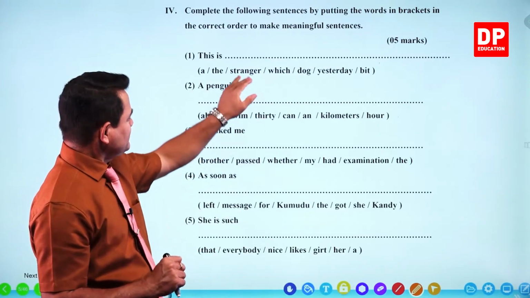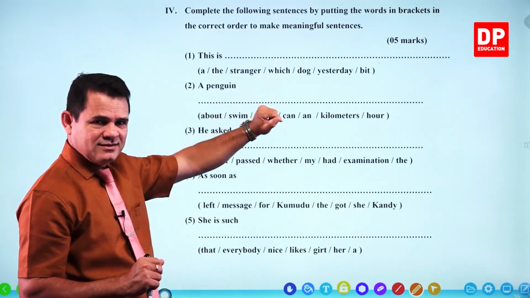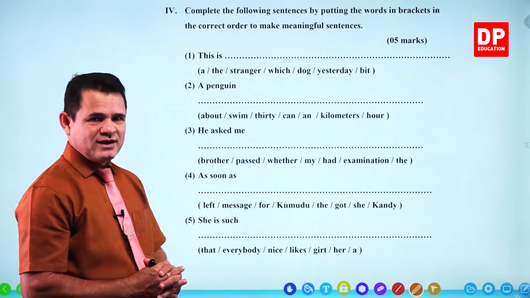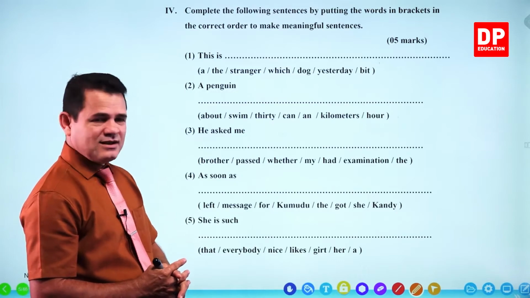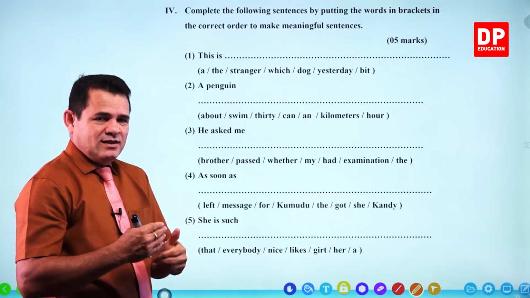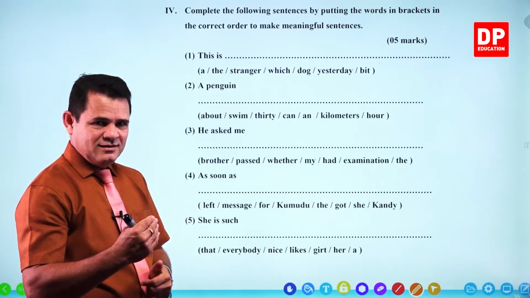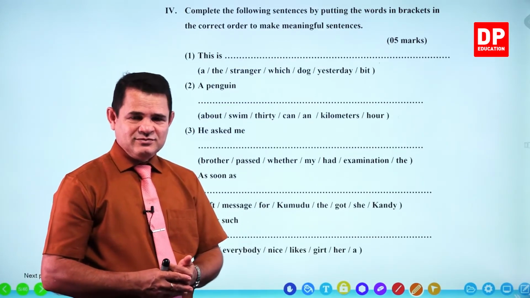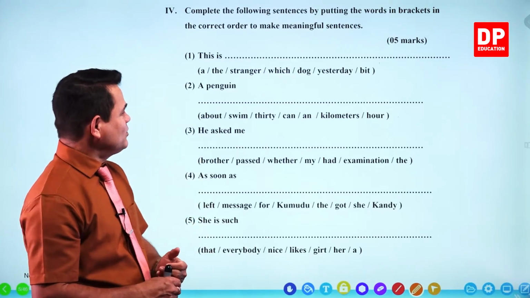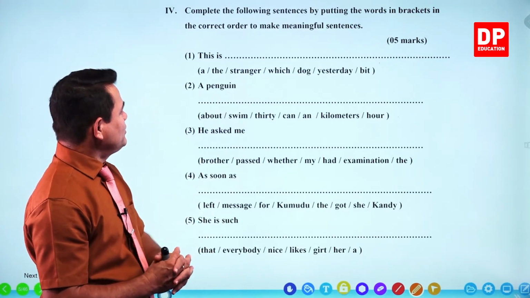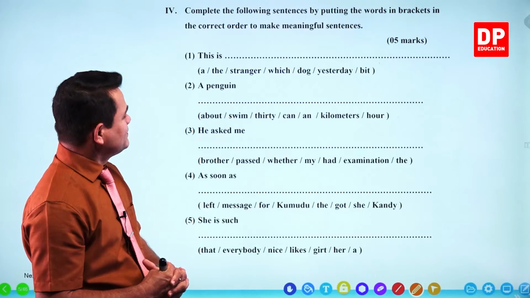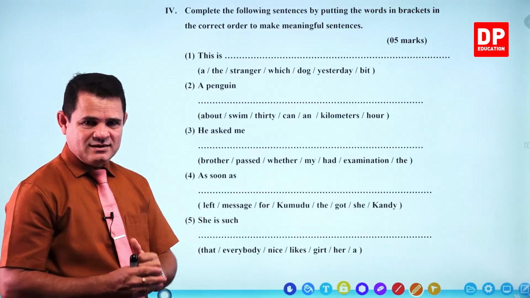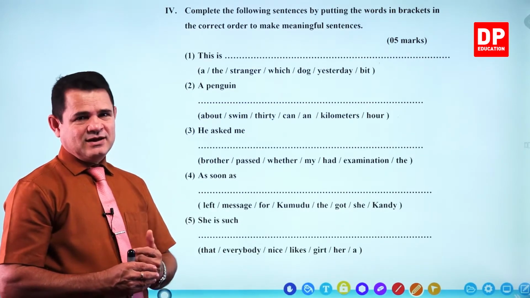Now you can understand. Then to get that meaning, it would be a theorem. So you can put them in order. This is the stranger, or this is the dog that bit the stranger.